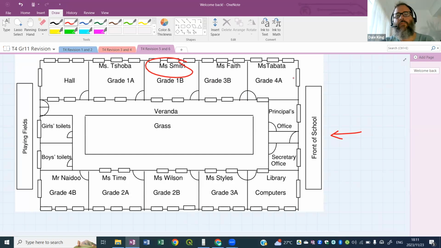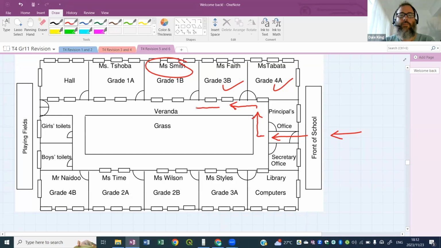So she would walk through the front door between the principal's office and the secretary's office, then she would turn right, and then left, and then on her right she will pass the grade 4 and grade 3 class. Then she will turn right again and she will be by her class. All right, good. Excellent. Turn right to grade 1B, which is Miss Smith's class.